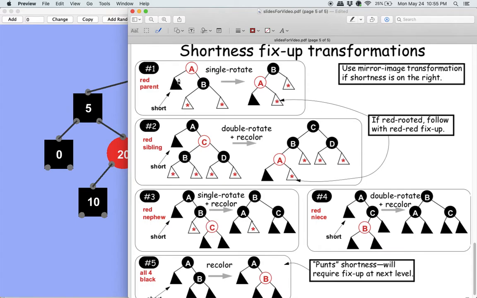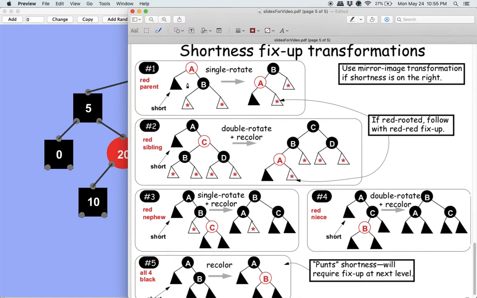Okay, the shortness from the left, if the parent is red, and in this scenario, if I have a black triangle, it indicates a subtree that is either null or is black-rooted. And if I have an open triangle with a red star in it, that means it could be any red-black tree. It could be red-rooted, it could be black-rooted, it could be null. Okay, so that's the situation here. And also, in a given diagram, all of these have the same black height.